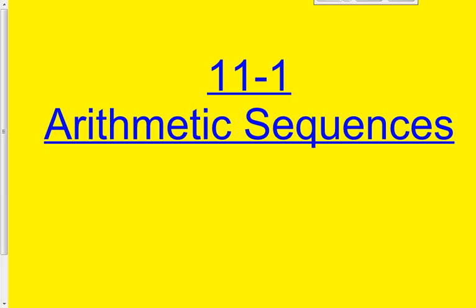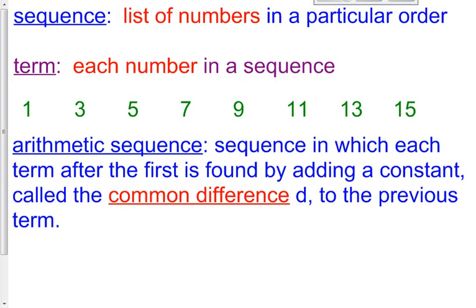Chapter 11 is titled Sequences and Series, and on 11.1 and 11.2 we're going to be talking about sequences. And today is an arithmetic sequence. So let's first define what a sequence is. A sequence is simply a list of numbers, okay? But they're in a particular order. So the order isn't random or by chance, it is very particular. There's a certain pattern about that order.